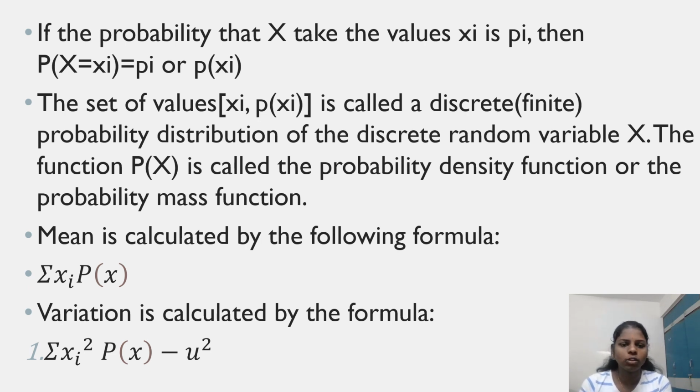The set of values xi, p of xi is called a discrete finite probability distribution of the discrete random variable x. The function p of x is called the probability density function or the probability mass function. Mean is calculated by the following formula: sigma xi p of xi. Variance is calculated by the formula sigma xi square into p of xi minus mu square.